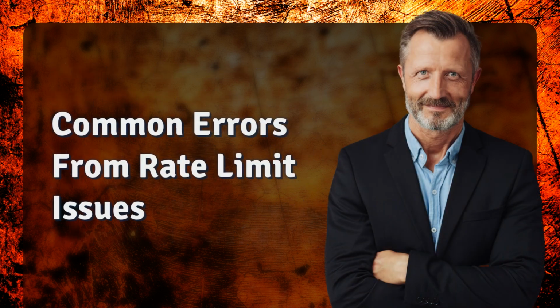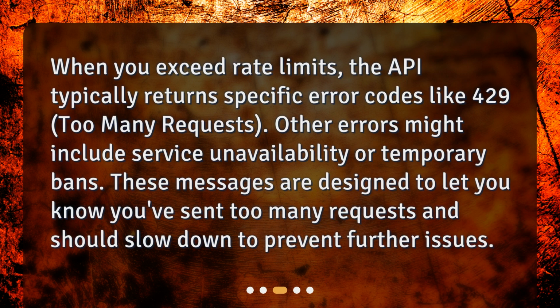Common errors from rate limit issues. When you exceed rate limits, the API typically returns specific error codes like 429, too many requests. Other errors might include service unavailability or temporary bans. These messages are designed to let you know you've sent too many requests and should slow down to prevent further issues.